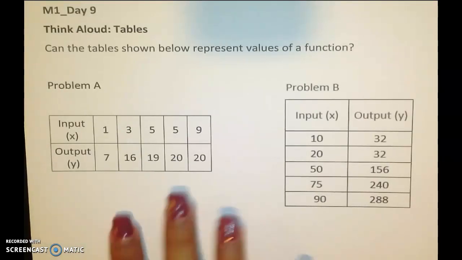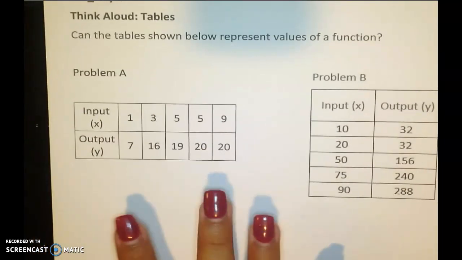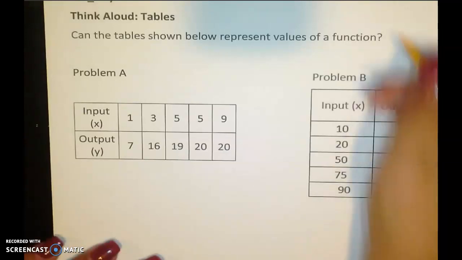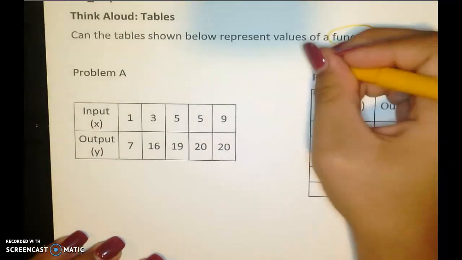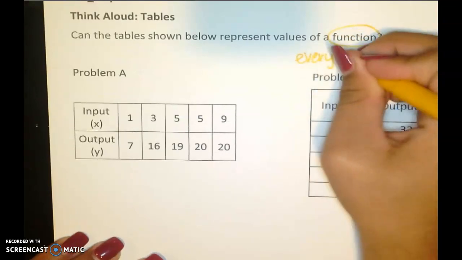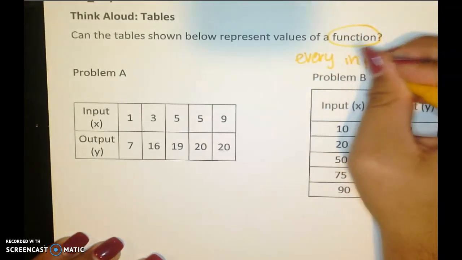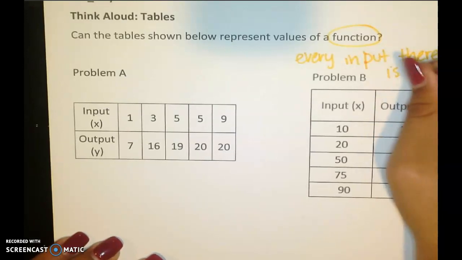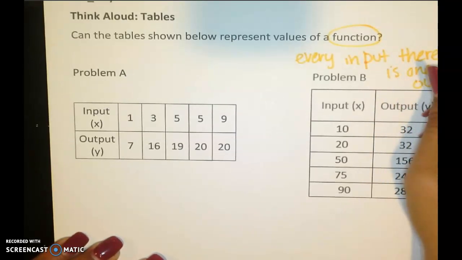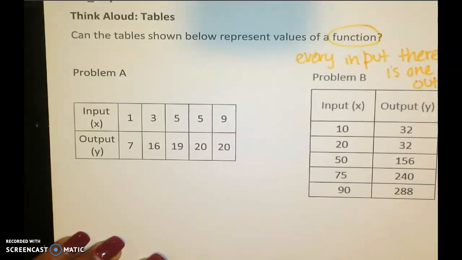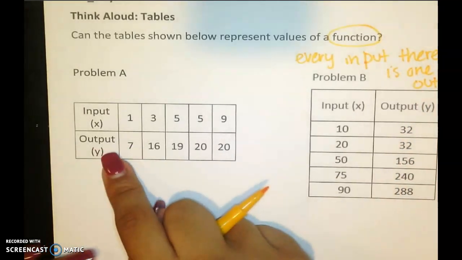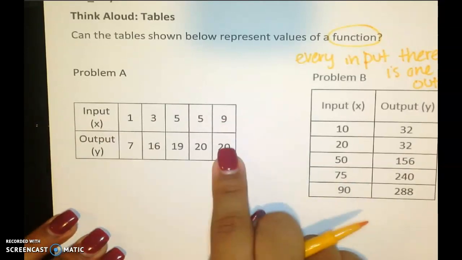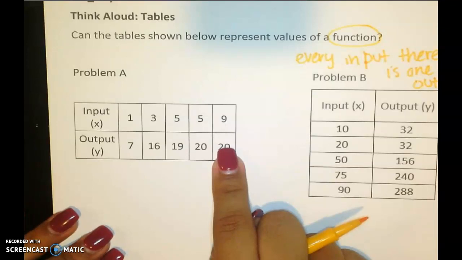So let's look at problem A. And I know it's asking me whether it's a function or not. And we already said that a function is, for every input, there is one output. So if we were to look at problem A, this is my input and this is my output. So for every input, I only have one output.